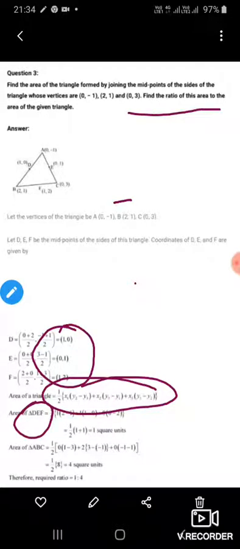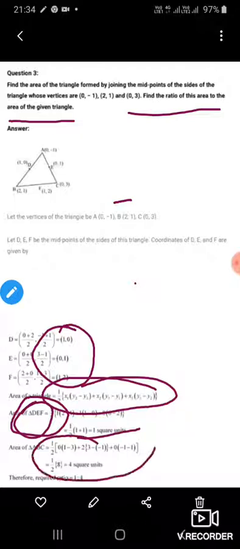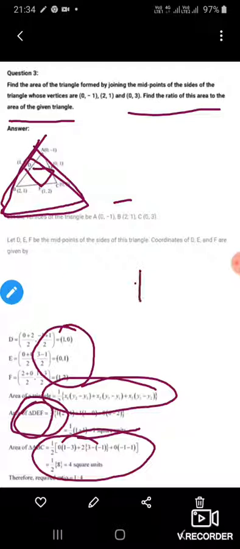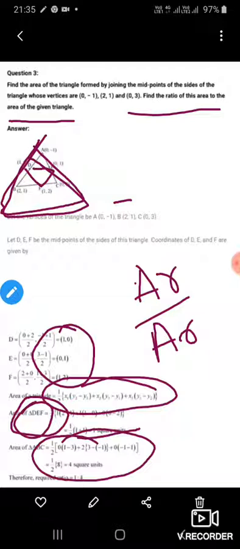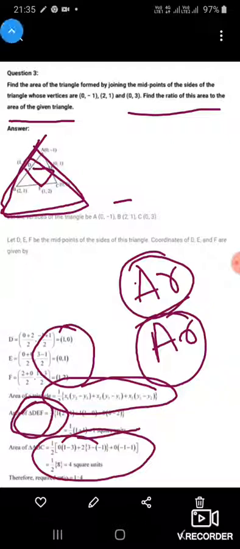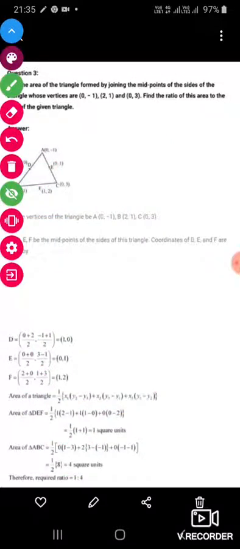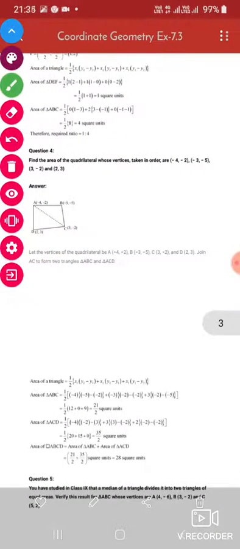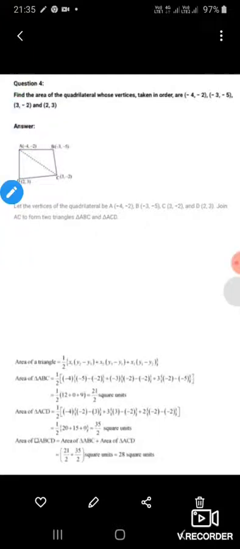Then the second question says find the ratio of the area of both the triangles. So first of all, the area of this triangle we have already determined, we will find the area of the whole triangle, this one is DEF and this one is ABC. So finally area of ABC upon area of DEF, or area of DEF upon area of ABC. This we have to do in this question. I hope you all are understanding. Very easy questions these are. You just have to implement the formula.